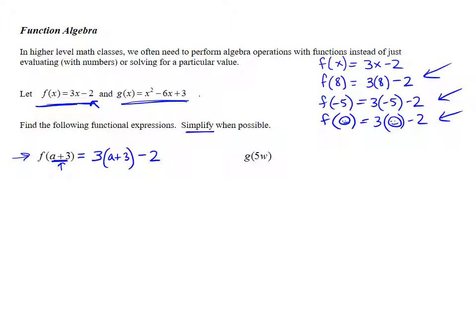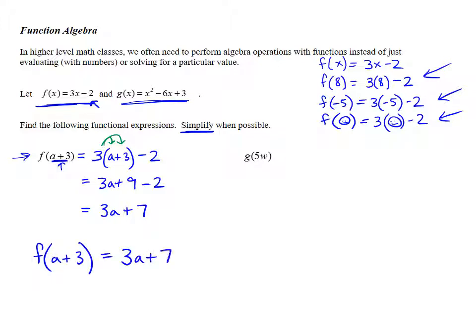Now you can see why I said to simplify instead of just calculate with these examples. We can't calculate without knowing what a is. Instead, we're just going to simplify as much as we can. The 3 is outside the parentheses, so we're going to distribute the 3. So we're going to get 3a plus 9 minus 2, and then collect like terms. So we'll have 3a plus 7. So in the end, we took f of a plus 3 and found that it was equal to 3a plus 7. What we did here is we performed algebra within the function notation.